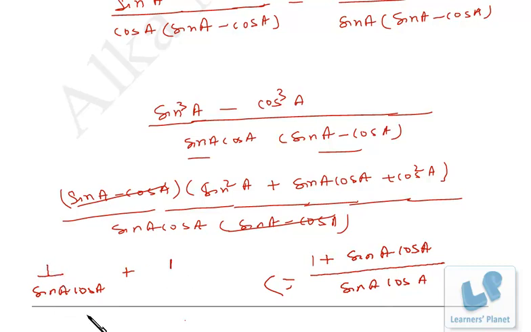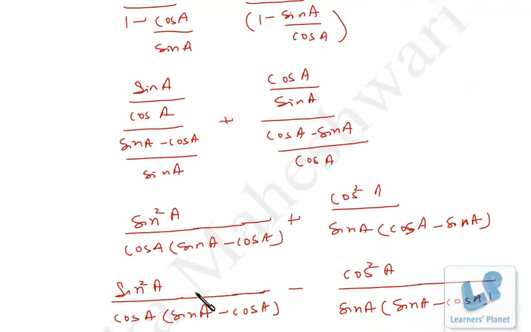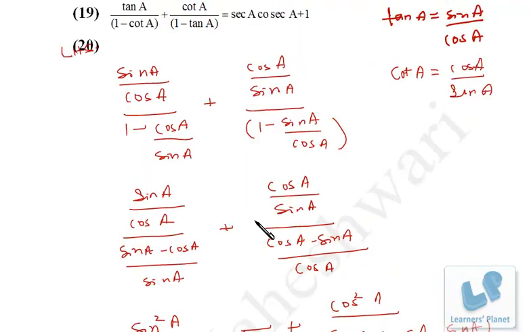Now 1 upon sin A is what? Cosec A. 1 upon cos A is what? Sec A, and this is plus 1. So we got our right hand side. You can match it over here. That's sec A cosec A plus 1.